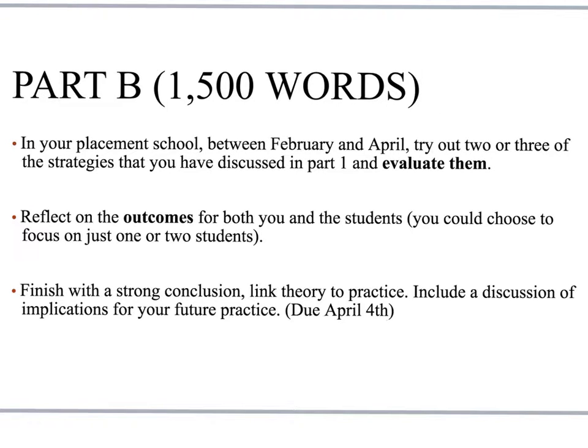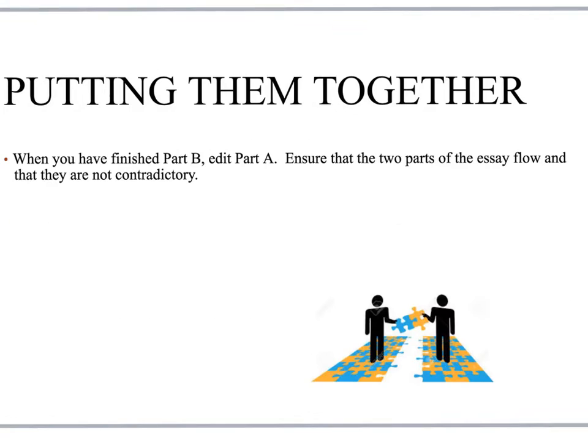Then in part B, you need to teach the strategies or use the interventions that you've chosen and very systematically gather evidence as to how well these strategies are working. Now again, I'm not talking about a whole methodologically justified social science experiment. I'm talking about photocopying student work. I'm talking about asking your mentor to observe you with these particular students. Once you've finished part A and part B, go back and have a look at part A and make sure that it now fits together well with part B. You don't want your different parts of your essay contradicting one another.